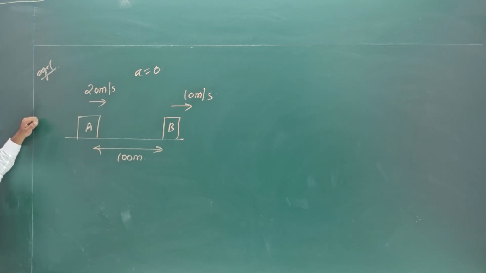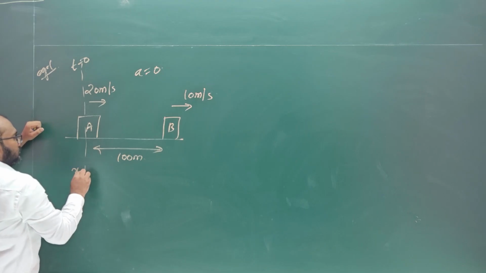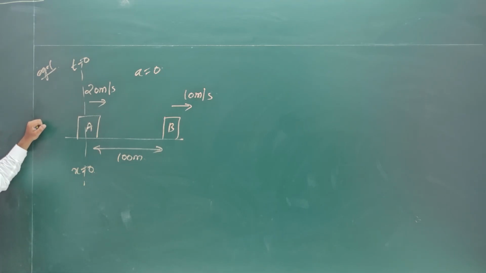Question is, will A catch B or overtake B? If yes, find the distance or the position, find the position at which A catches B and at what time. You need to calculate time as well as the distance. Okay, I will do one.